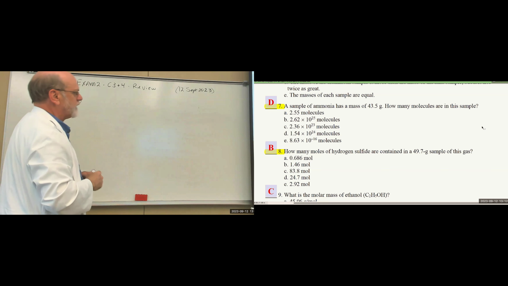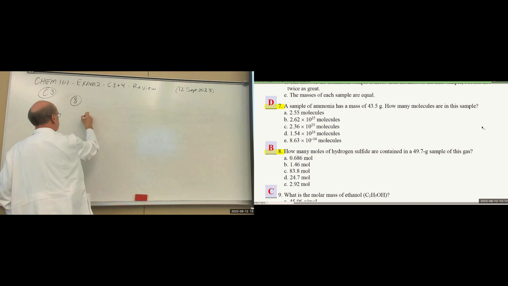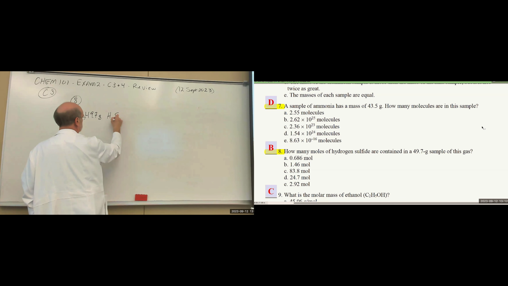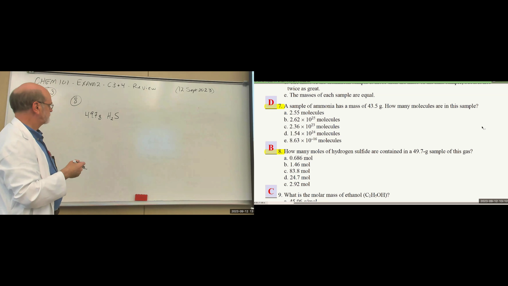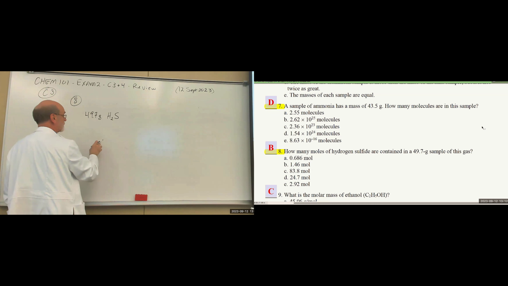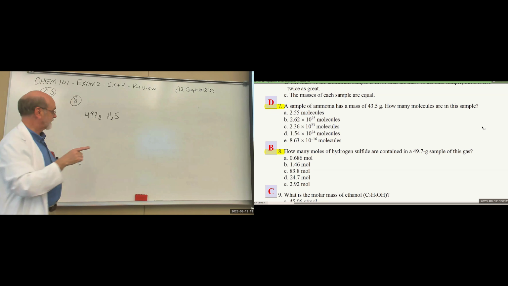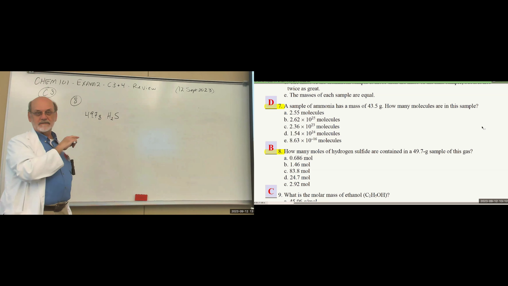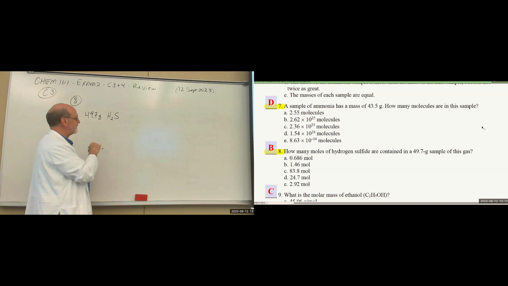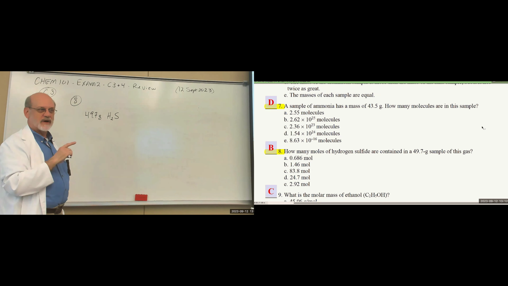How many moles of hydrogen sulfide are contained in 49.7 grams of this gas? 49.7 grams of hydrogen sulfide. Can you write that compound? Think of it this way. What are the charges on everything in the compound? Sulfur is -2, and hydrogen is +1. So it takes 2 pluses to neutralize that 2 minus.